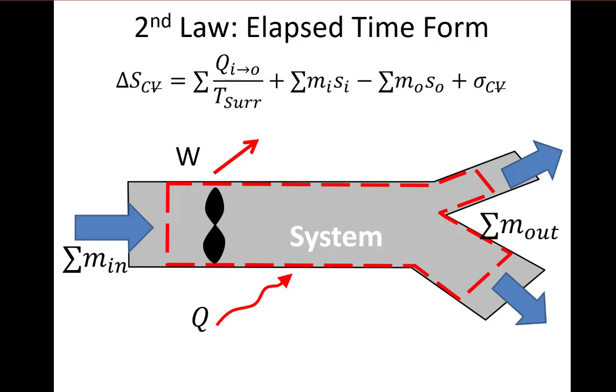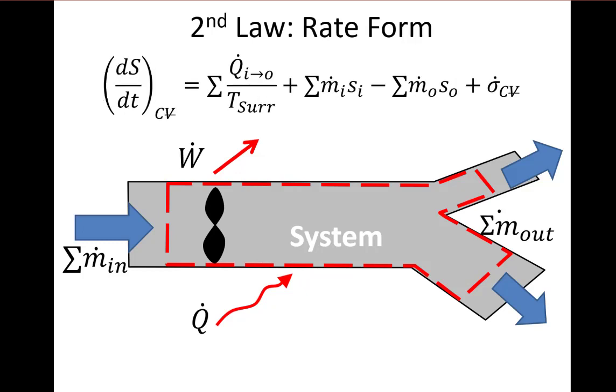Then we talked about this idea of the elapsed time version of the second law, which we rarely, if ever, use. Delta S is equal to Q over T plus the sum of the mass in times S in minus the mass out times S out, and that's going to be equal to the entropy generated. But just like in the first law, for open systems, really always for open systems in this class, we'll be talking about the rate form of this equation.